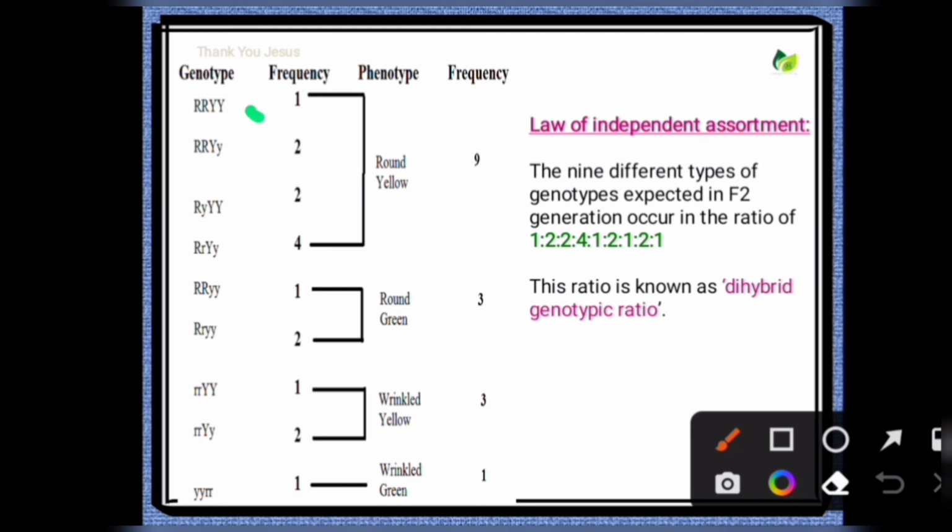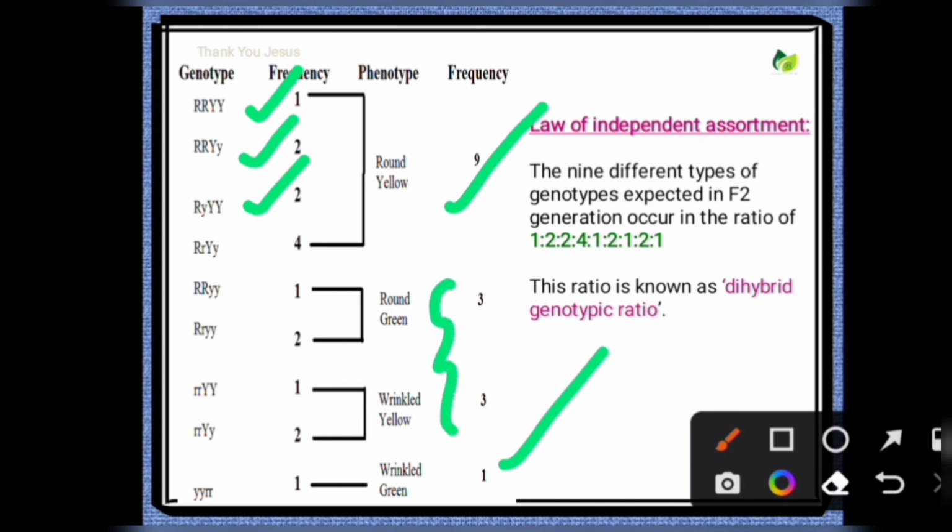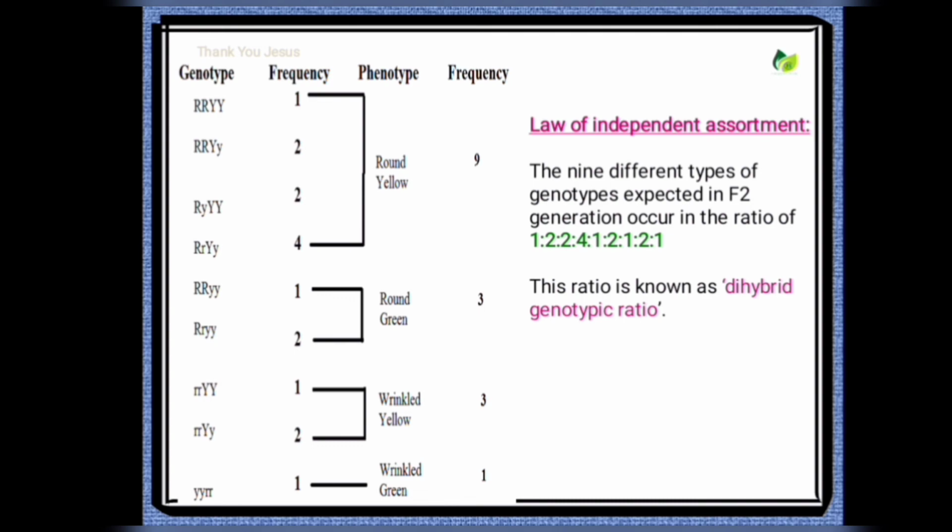So with the genotype capital R, capital R, capital Y, capital Y, only one plant is produced. With capital R, capital R, capital Y, small y, only 2 plants are produced. With capital R, small r, capital Y, capital Y, two plants are produced. These two are parental combinations. Again, these two are recombinant combinations. You have to remember that these two are new combinations. So this ratio is known as the dihybrid genotypic ratio.